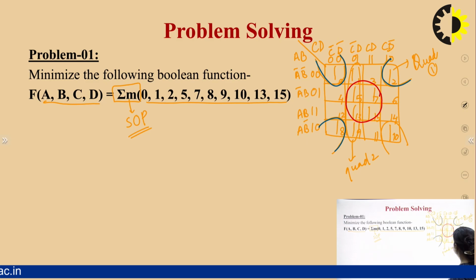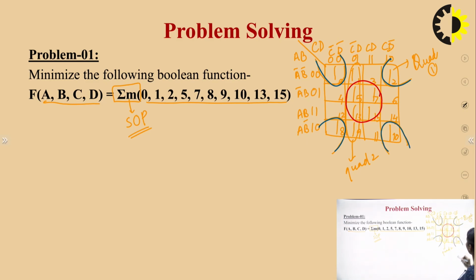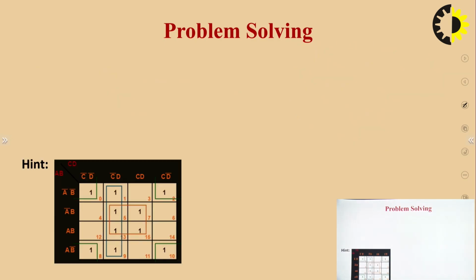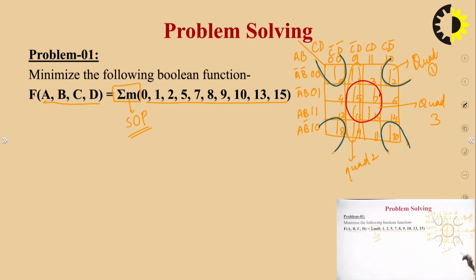This is quad 1, this was quad 2, and this is quad 3. So I have provided a hint over here. So yes, we have solved it correctly. So there are 3 quads which we can recognize, which we can form, and now we will make the final expressions. So let us first consider this blue quad, that is quad 1.